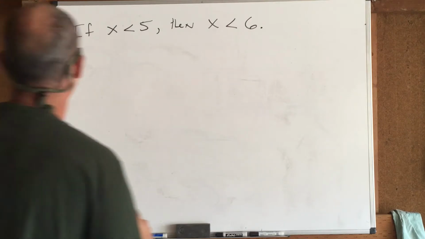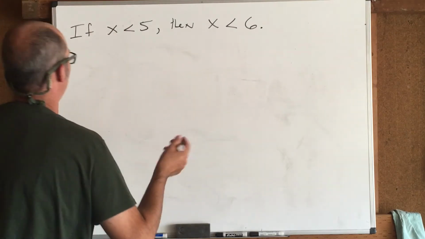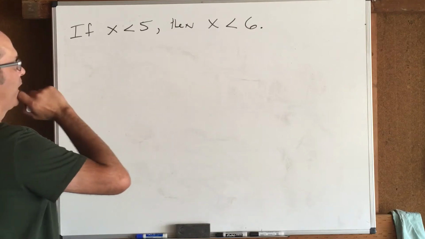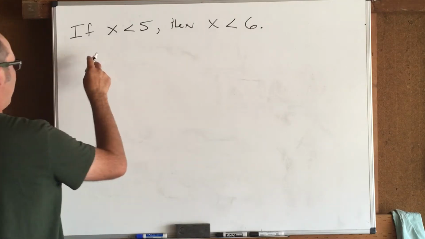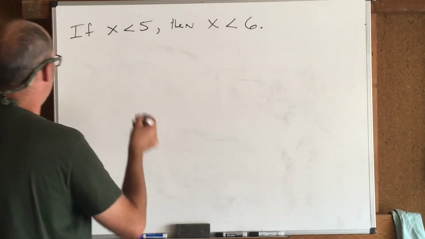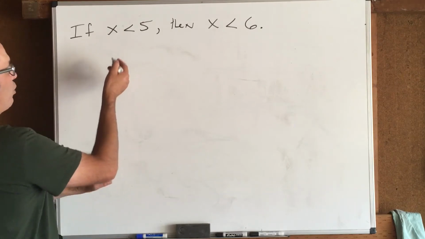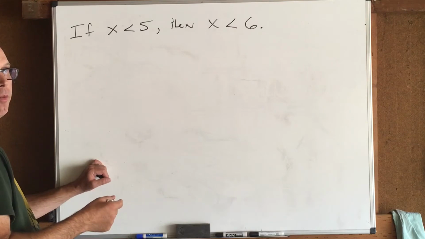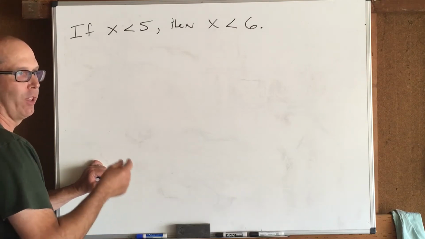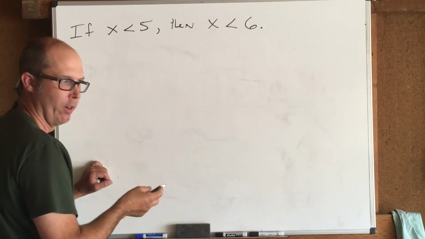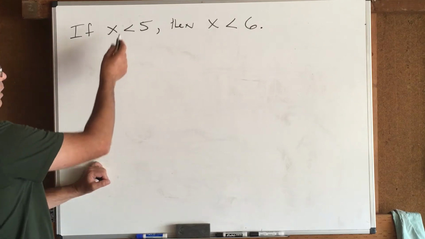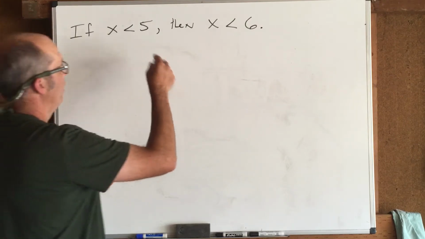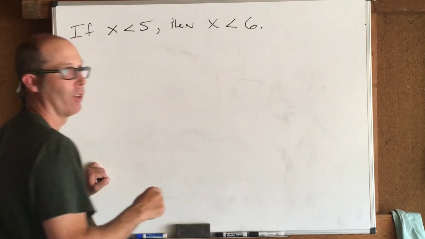Why or why not? Okay, so let's first look at this. Is this statement true or false? All right, so it's true, right? If you're less than 5, then you're definitely less than 6. Right? If a kid is 4 years old, then it's true that they're less than 5. If they're less than 5, then they're definitely less than 6.